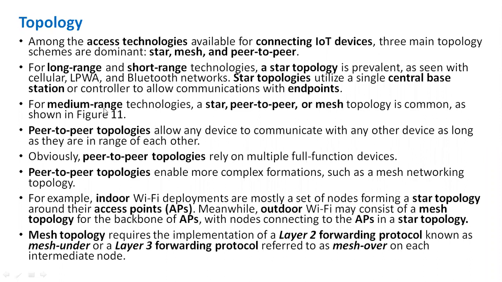For medium range technologies. Peer-to-peer topologies allow any two devices or more than two devices to communicate with each other if they are in their own range. If the devices are in their own range, then these peer-to-peer topologies allow those devices to communicate with each other. As I just told you, peer-to-peer topology is suitable for medium range. Obviously these peer-to-peer topologies depend on multiple full function devices.